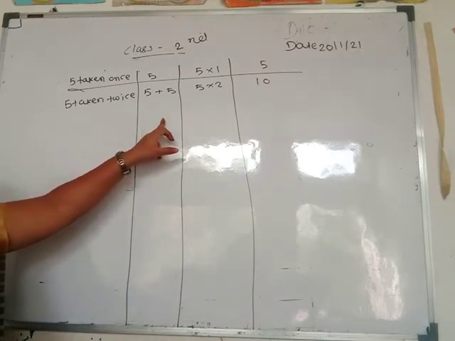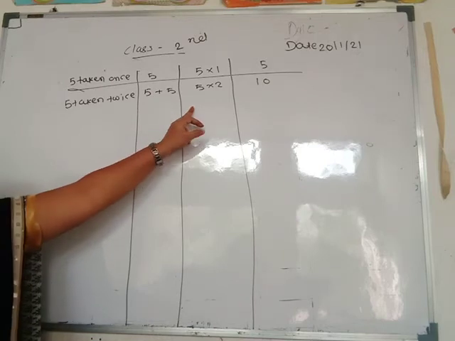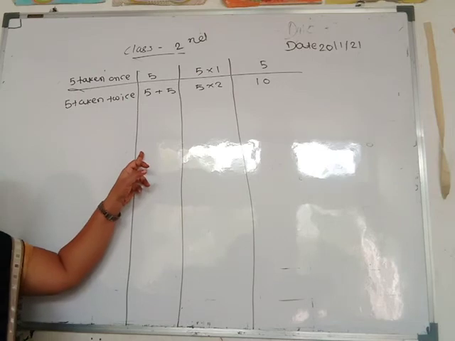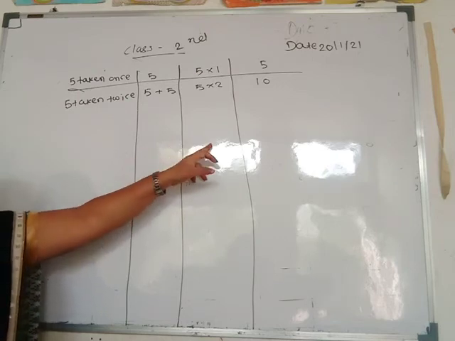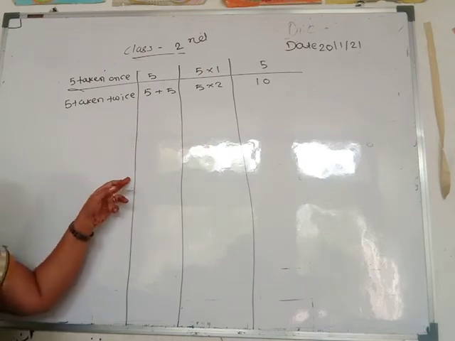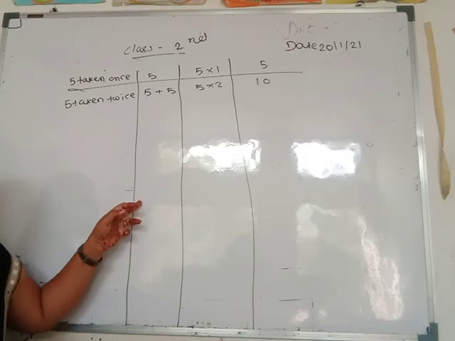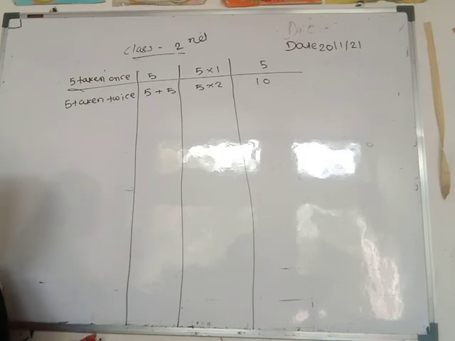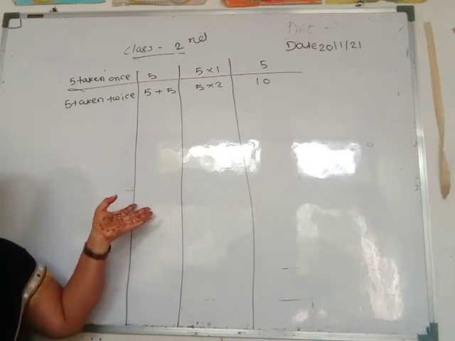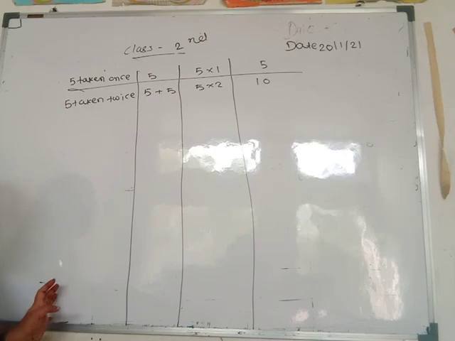Means addition of this 5, 3 times. 5 threes are 15. 5 taken 4 times means right here addition of this 5, 4 times, then 5 into 4, 5 fours are 20. Then 5 taken here 5 times, 6 times, 7 times, in this type of this up to 5 taken here 10 times. And this table also, these columns also you complete in homework, this table of 5.